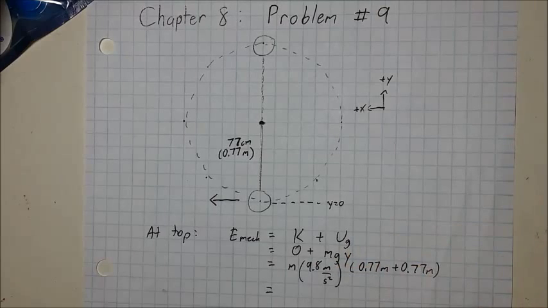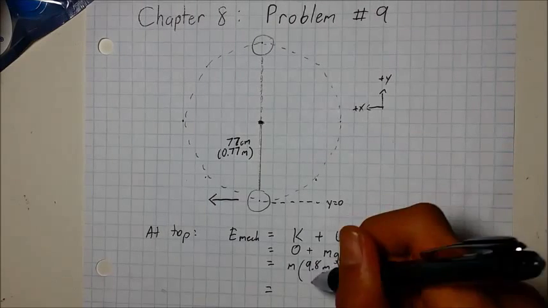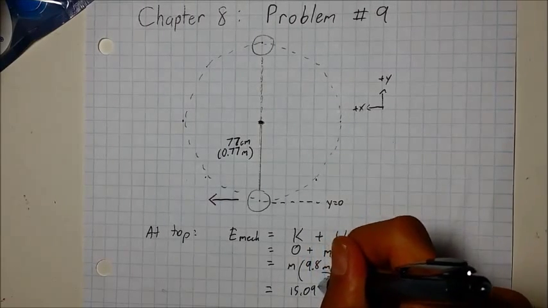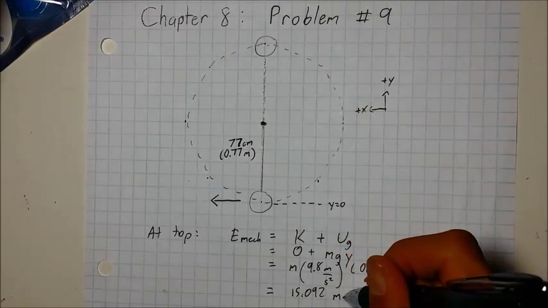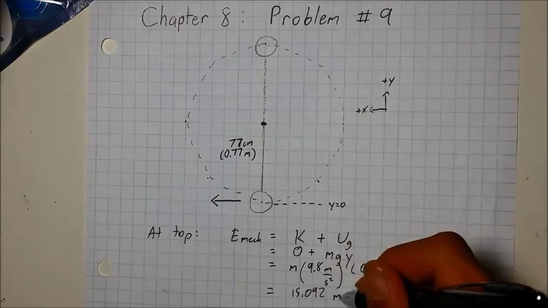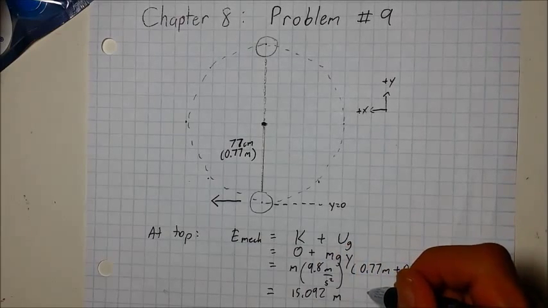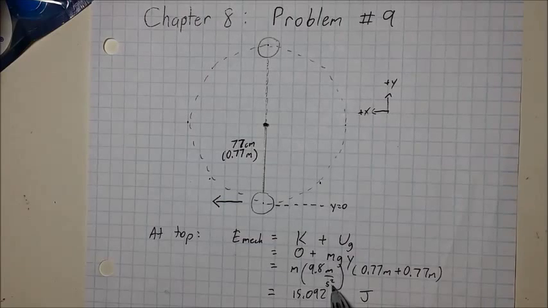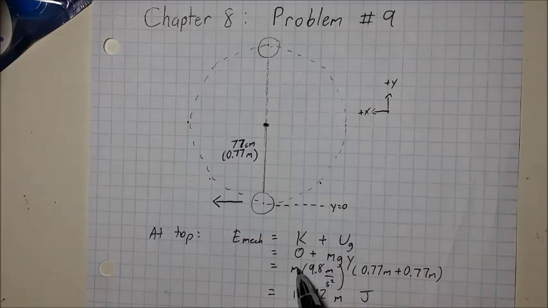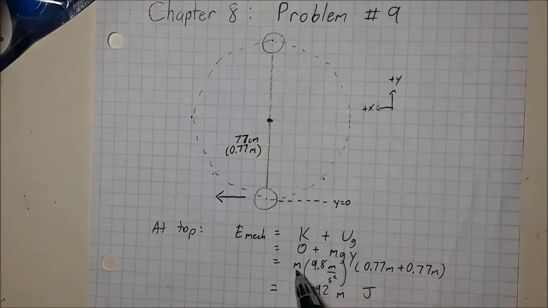Now we plug that all into a calculator. We would get 15.092 m. Okay, this m right here means mass, not meters. Our units are going to be joules, since it's meters times meters per second squared, and this is going to be assumed to be kilograms.